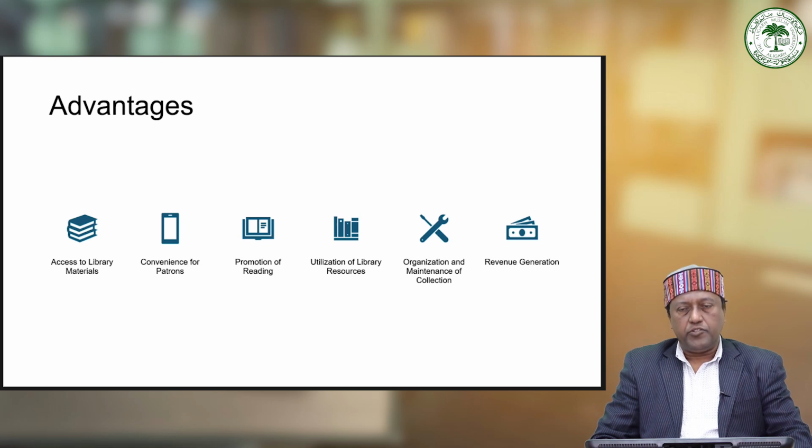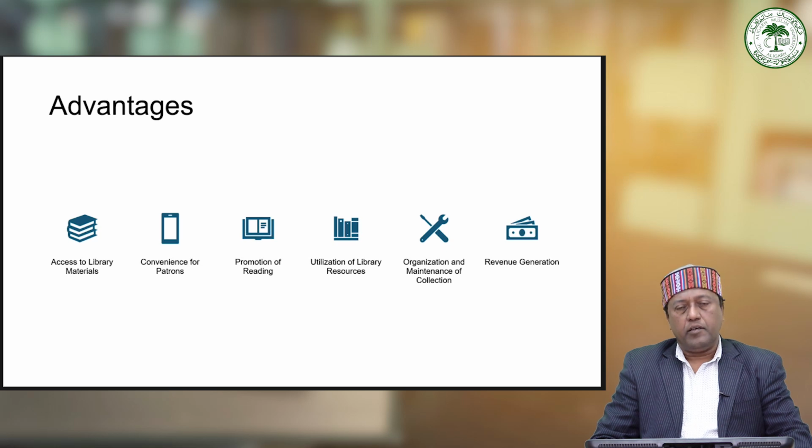Then the third advantage is promotion of reading. Basically this section is trying to promote reading habits by making it easy for the patrons or users to borrow books and other materials. The circulation section encourages reading and lifelong learning, fostering a culture of intellectual curiosity and exploration. The fourth important advantage is utilization of library resources. Effective circulation services help maximize the use of library resources by ensuring that materials are consistently in circulation and available to patrons when needed.